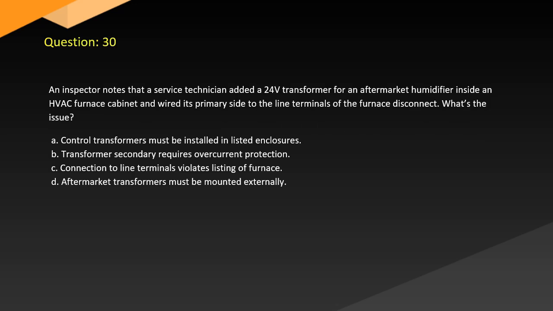Question 30. An inspector notes that the service technician added a 24V transformer for an aftermarket humidifier inside an HVAC furnace cabinet and wired its primary side to the line terminals of the furnace disconnect. What's the issue? A. Control transformers must be installed in listed enclosures. B. Transformer secondary requires overcurrent protection. C. Connection to line terminals violates listing of furnace. D. Aftermarket transformers must be mounted externally.